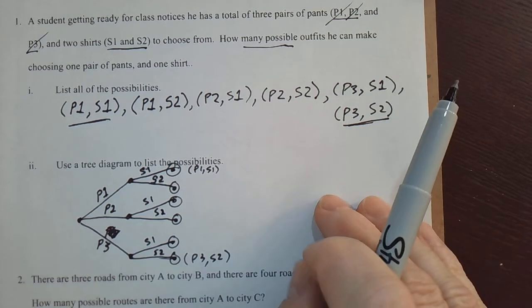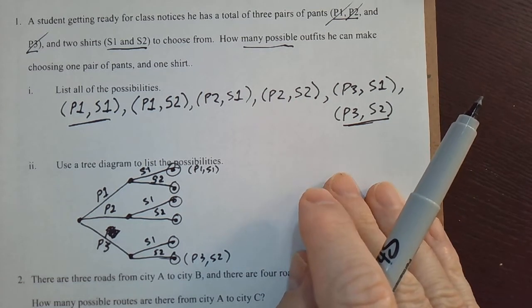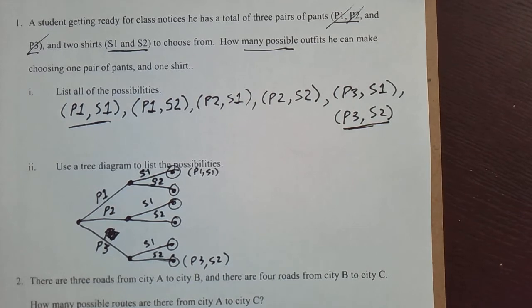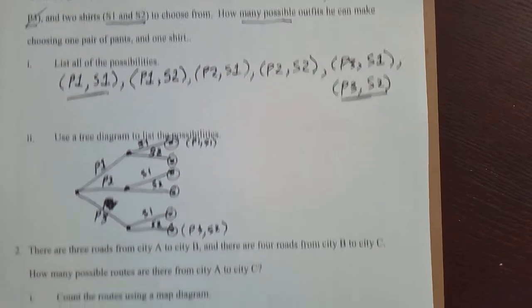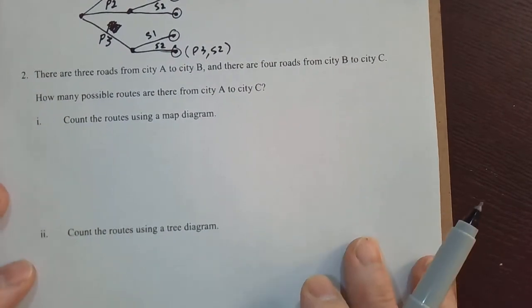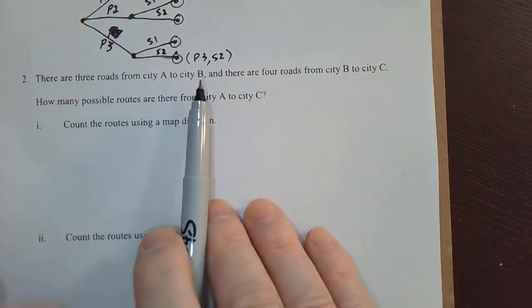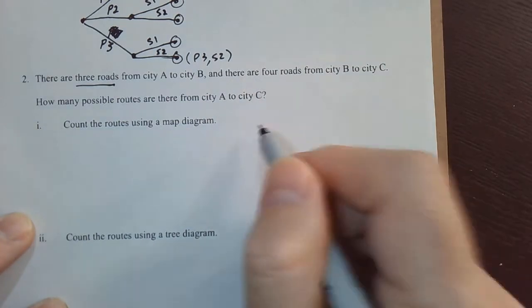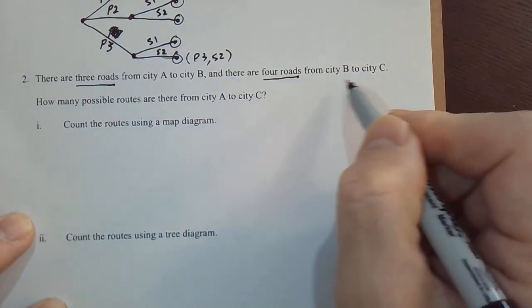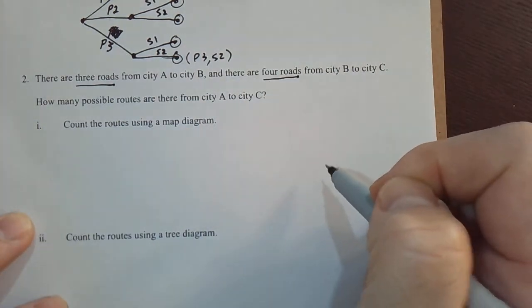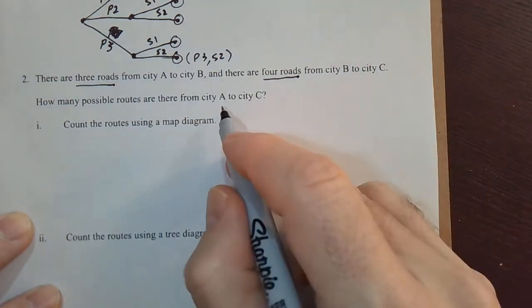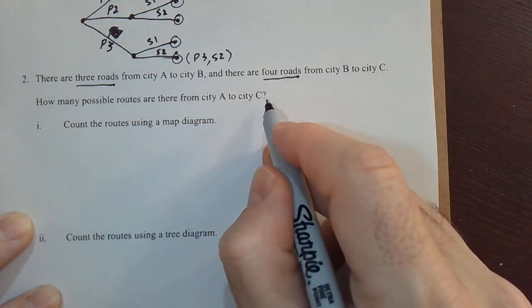Now, this is not the most simple way to do it, and we're going to learn a formula to do it, and some of you may already have figured out what the formula is, but let's do one more example with pictures. Let's say that there are 3 roads from city A to city B. And there are 4 roads from city B to city C. How many possible routes are there using those roads from city A to city C?